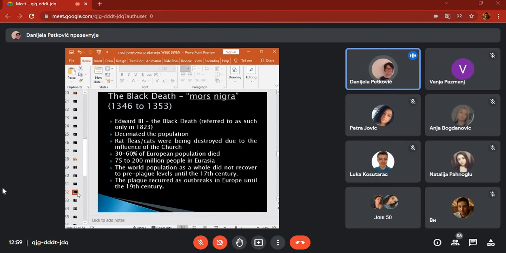It happened during the reign of Edward III, so it lasted from 1346 to 1353. As you can see, pandemics last. So this one lasted for 7 years. While it was happening, it was known simply as the Plague, and Black Death only in 1823, so in the 19th century. And it decimated the population. Approximately 30 to 60% of the European population died, and it killed basically 75 to 200 million people in Europe and Asia combined. 75 to 200 million people in just 7 years.